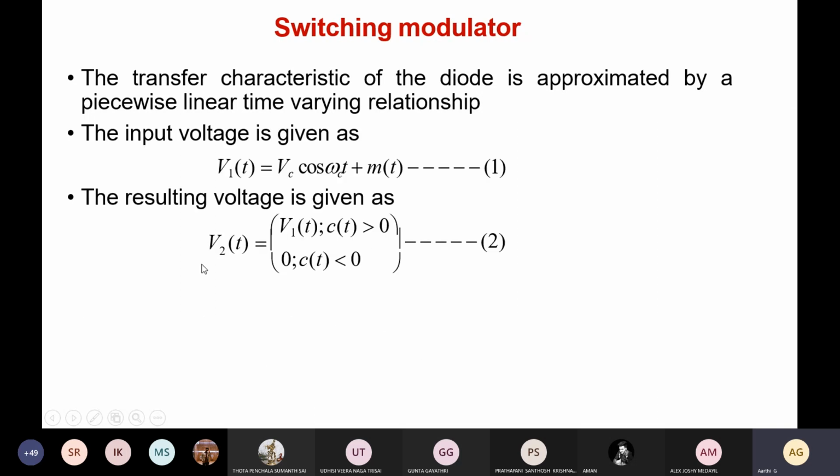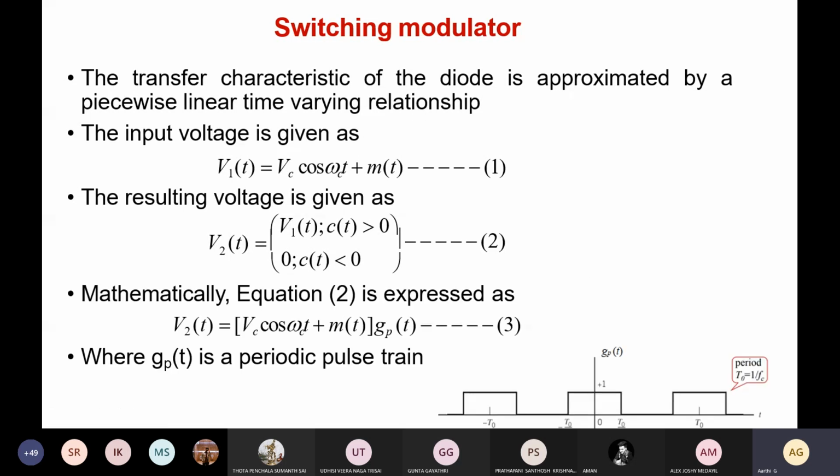Here is the characteristic of V2 of t. V2 of t will be equal to V1 of t when C of t is greater than 0. So during the positive half, it is going to be the same signal, and 0 when C of t is less than 0. So it is going to behave as a pulse. That's why we are going to take the pulse. So we multiply V1 of t by Gp of t to get V2 of t. This Gp of t is a periodic pulse stream, a kind of rectangular pulse whose period is 1 by Fc, 1 by the carrier frequency.